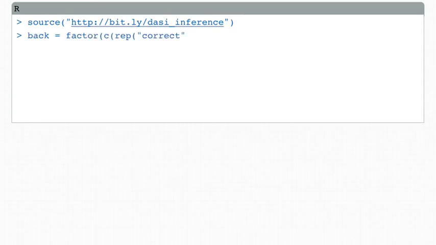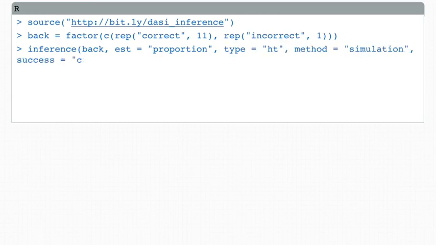We can actually run this simulation easily using R and the inference function that we've been using in the labs. We want to first set up our data. So the back of the hand is going to be, we have 11 correct guesses and 1 incorrect guess. And then we can feed that to our inference function, where the first argument is the data set that we're working with. The estimate we're working with is a proportion.